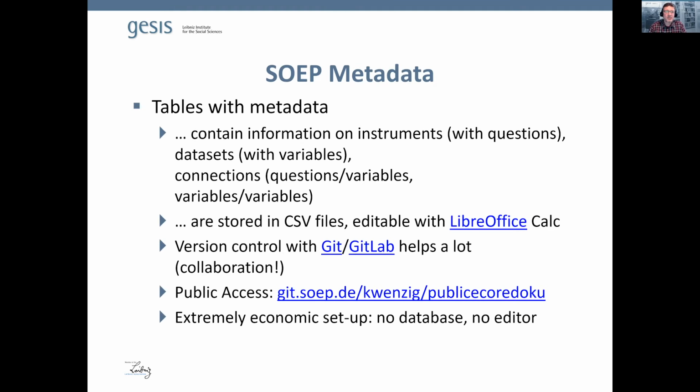So the metadata is currently stored in tables with metadata. They have actual CSV files, and they contain all the information on instruments with questions, data sets with variables, the connections between question and variables, and of course the complete DDI hierarchy that you have: study, questions, etc. They currently edit these with LibreOffice Calc and run it against a GitLab repository, and they really edit the CSV files. You can access the actual data at the GitLab, and of course this is, as Knut put it, an extremely economic setup, because they don't need any further tools. They just rely on the CSV as a basis.